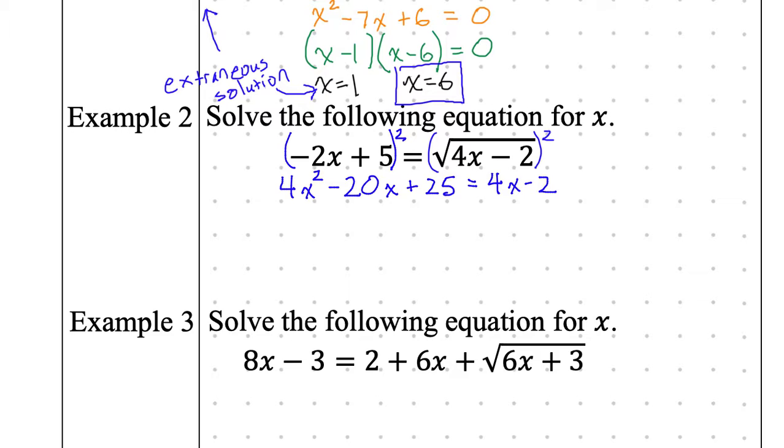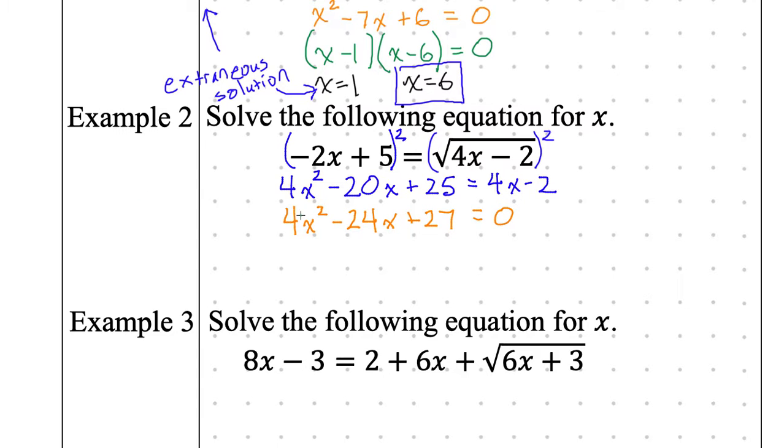Next step. Who's going to do it? Go for it, Fiona. You add 2, you subtract 4x. To get what? 4x squared minus 24x plus 27. All right. And then from here, I'm going to do what, class? I'm going to have to factor it, yeah.